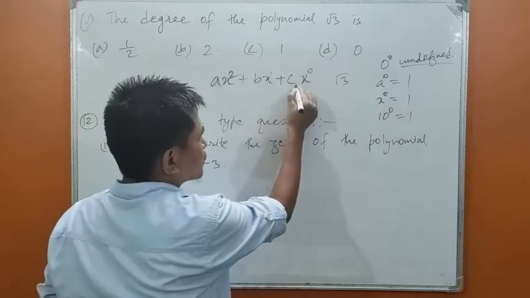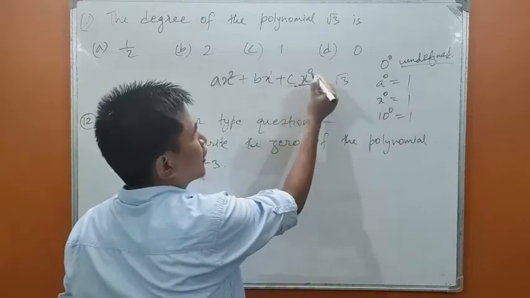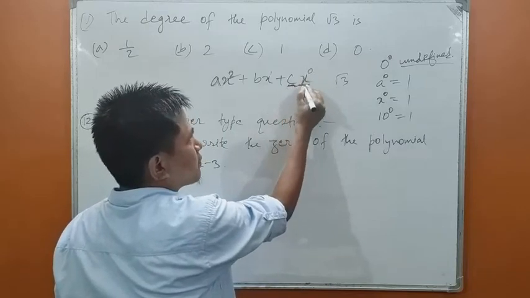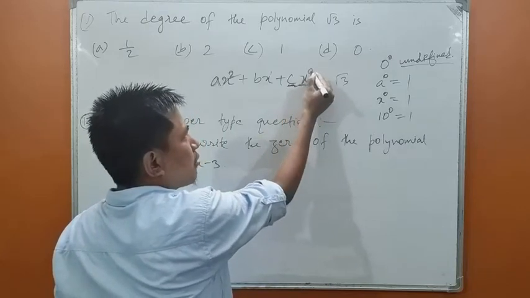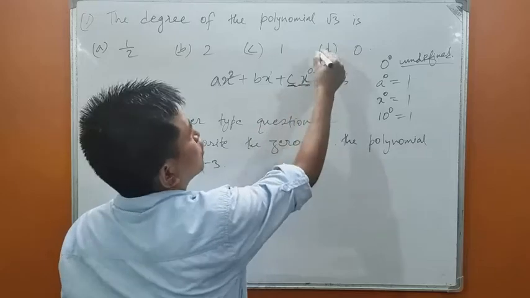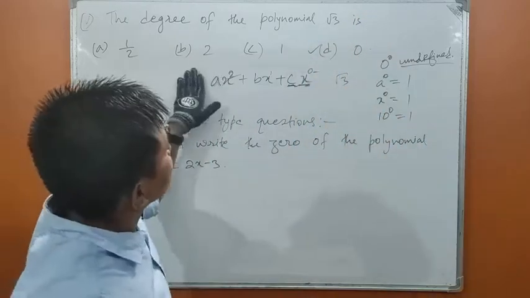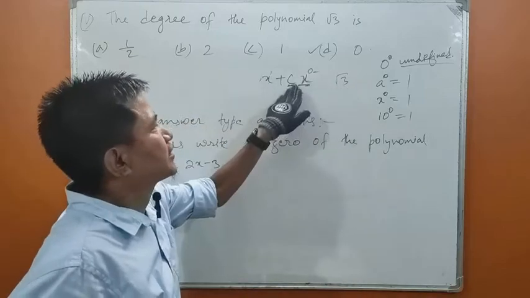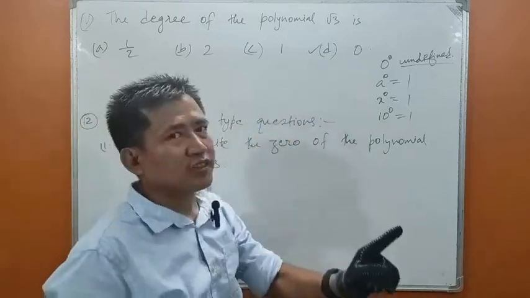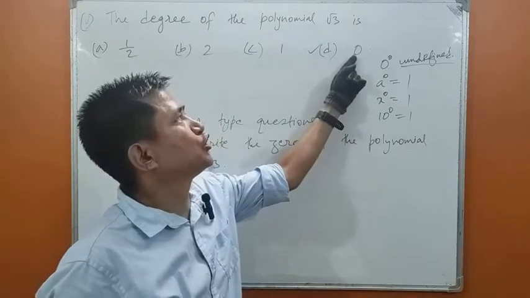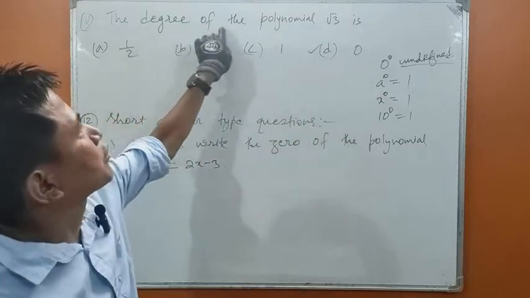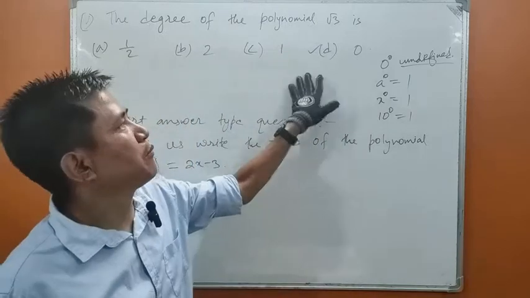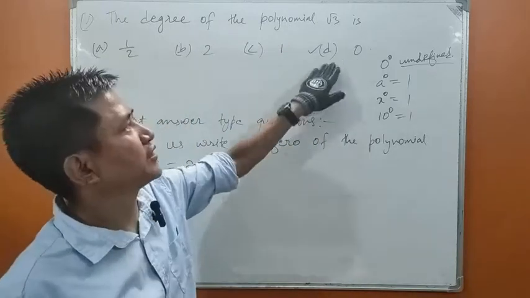So the degree of this c is the power of the variable, isn't it? The degree of this constant term c is the power of the variable, so the power of the variable is 0 here. So option D is the correct answer, isn't it? Because root 3 is also a constant number like c. The degree of the polynomial root 3 is 0, because a constant number except 0 has degree 0.